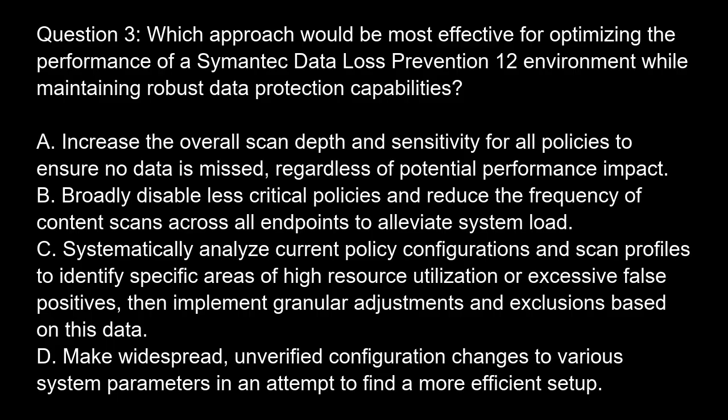Broadly disable less critical policies and reduce the frequency of content scans across all endpoints to alleviate system load. Option C. Systematically analyze current policy configurations and scan profiles to identify specific areas of high resource utilization or excessive false positives. Then implement granular adjustments and exclusions based on this data. Option D. Make widespread, unverified configuration changes to various system parameters in an attempt to find a more efficient setup.